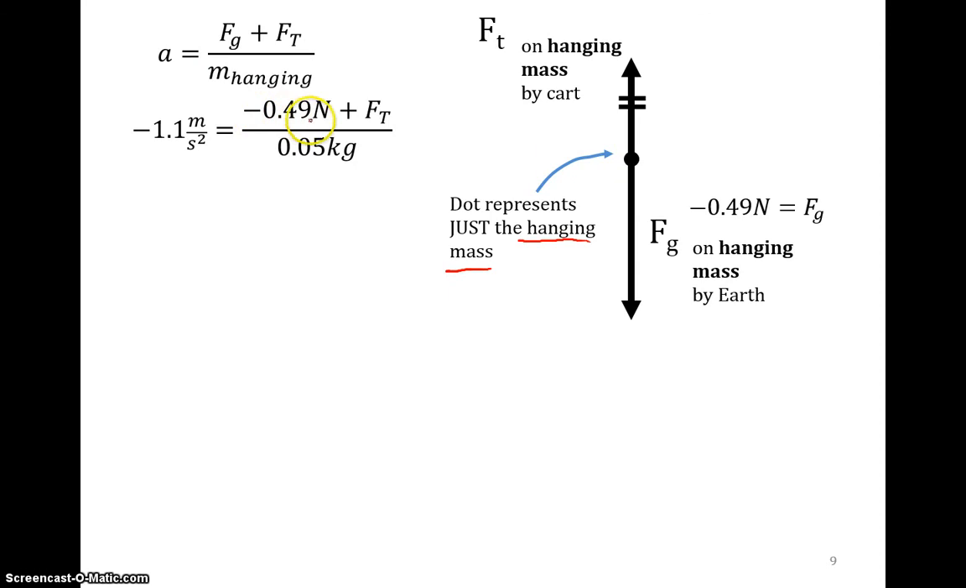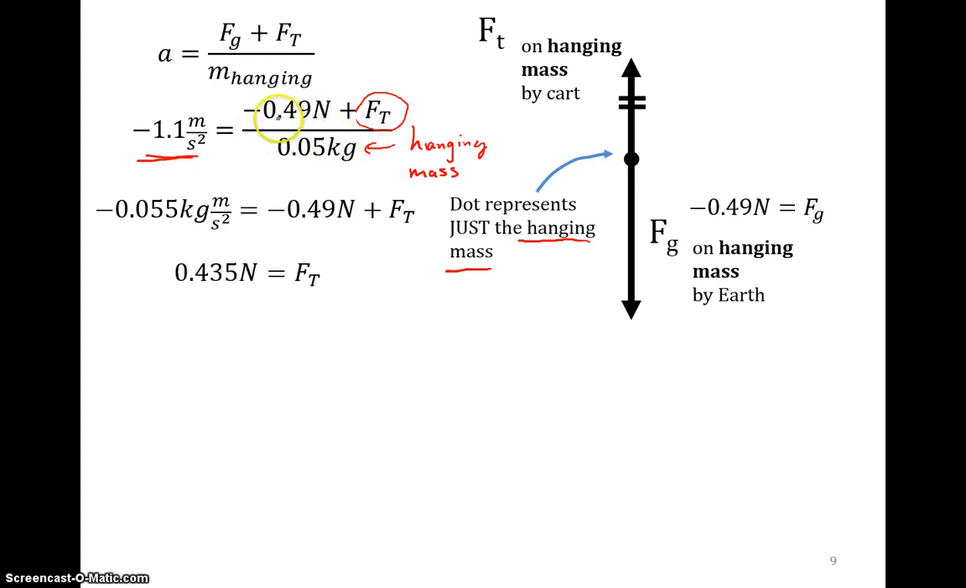I can calculate my force of gravity: negative 0.49 newtons. Force of tension, this is what I'm solving for. This is the mass of the hanging mass only. And this is the acceleration I found in the other problem earlier. Remember, my acceleration with this force diagram was negative, so I'm going to do negative here. Just solve for the force of tension: multiply both sides by 0.05, then add 0.49 to both sides, solve for Ft, remember this is the variable I'm going after, and I get 0.435 newtons. So this is the tension.